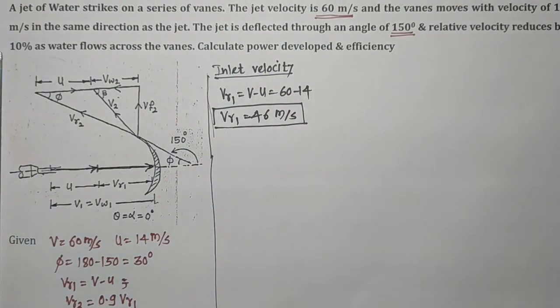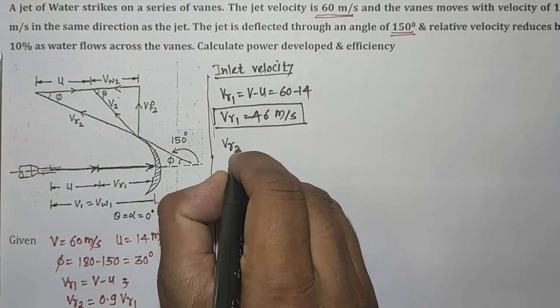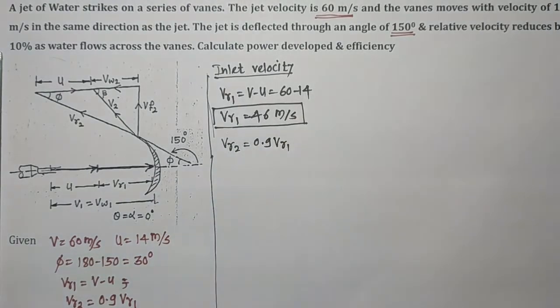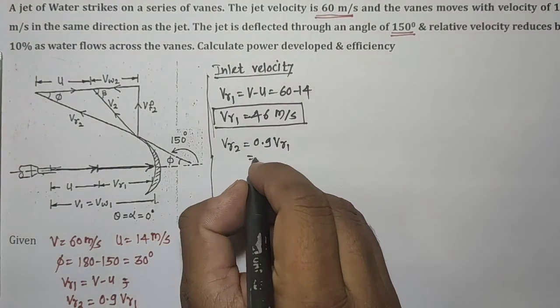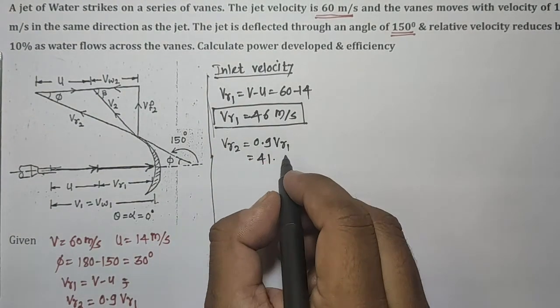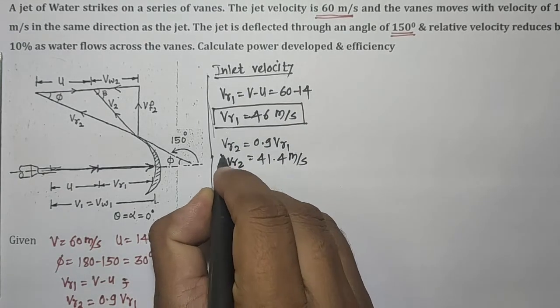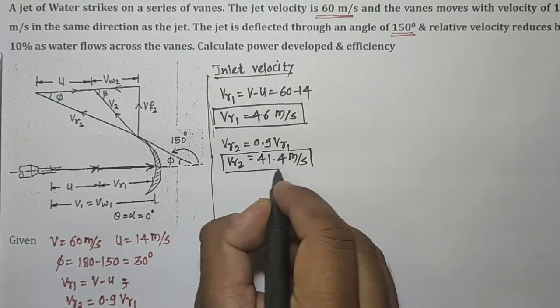Next is to find out VR2, that is the relative velocity at the exit. From the analogy given in the problem, it is 0.9, or 90%, of VR1, and we are getting it as 41.4 meter per second. So this is what we call VR2.